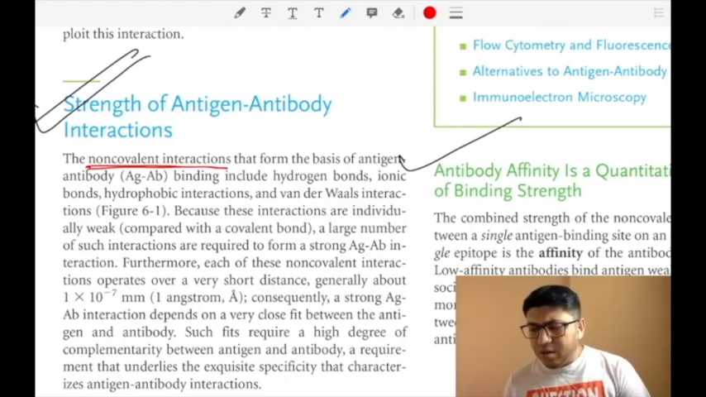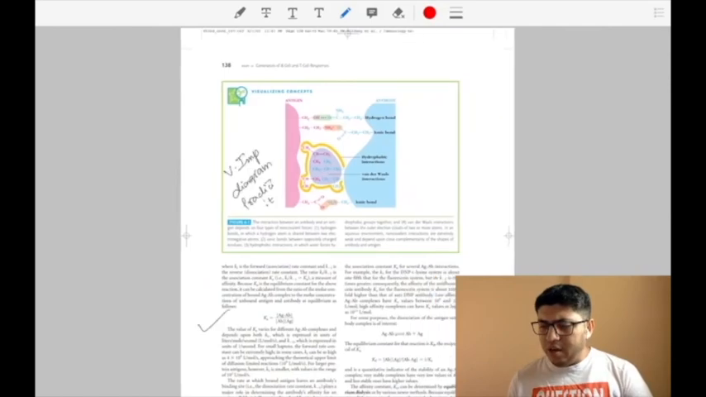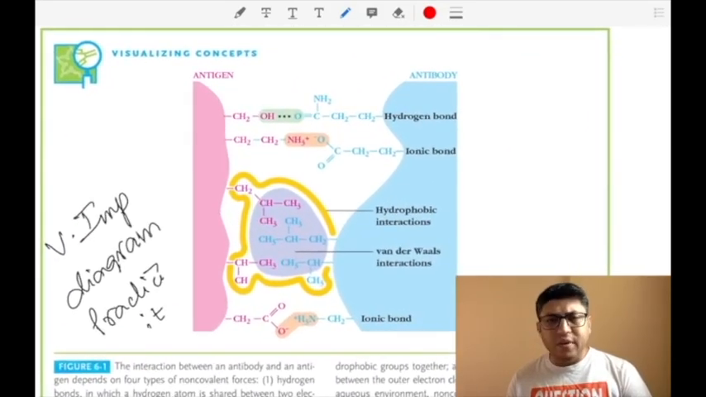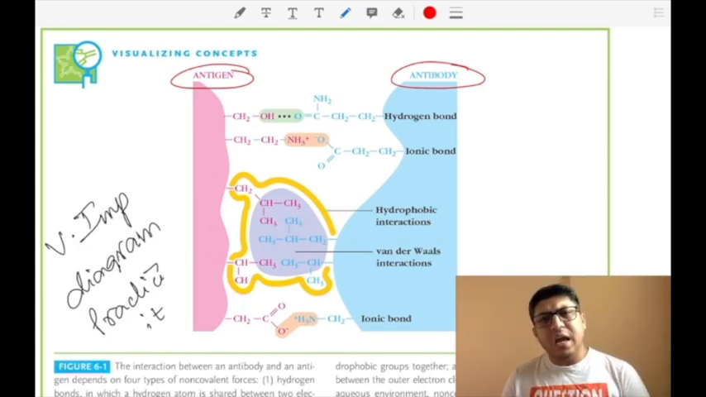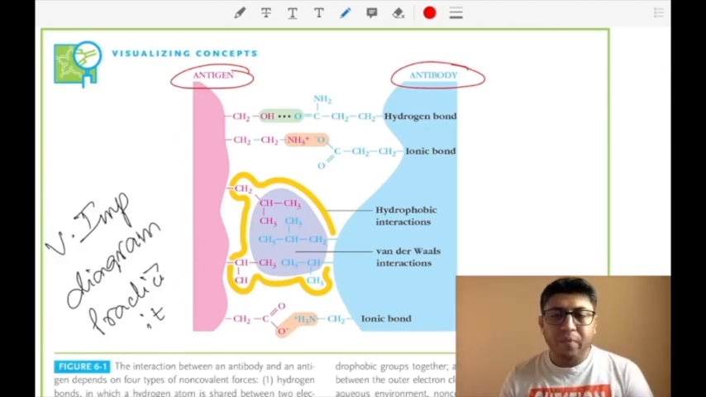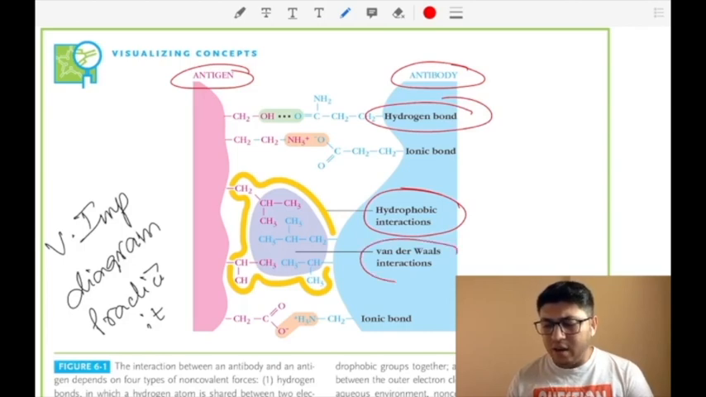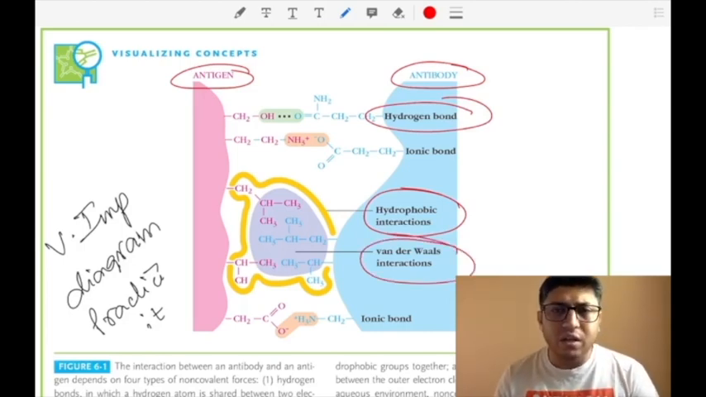So if we come to the interaction between antigen and antibody, then this visual concept is very important. Here is the antibody and here is the antigen, and this interaction shown in this visualizing concept is basically an ideal situation where almost all kinds of non-covalent interactions are playing. But in reality, all kinds of non-covalent interactions may not play. But here in this example, we can see there is some hydrogen bond, there are hydrophobic interactions, van der Waals interactions, and there are some other ionic interactions too.